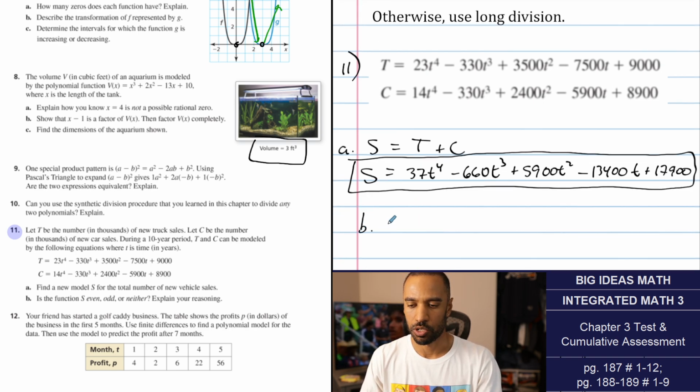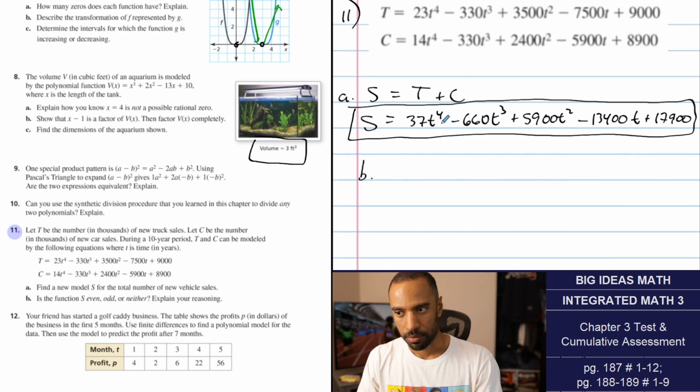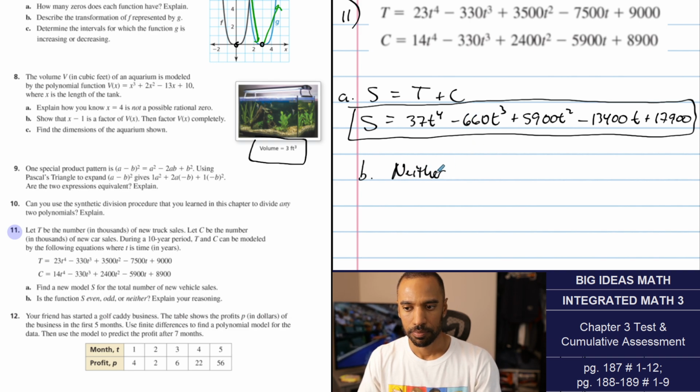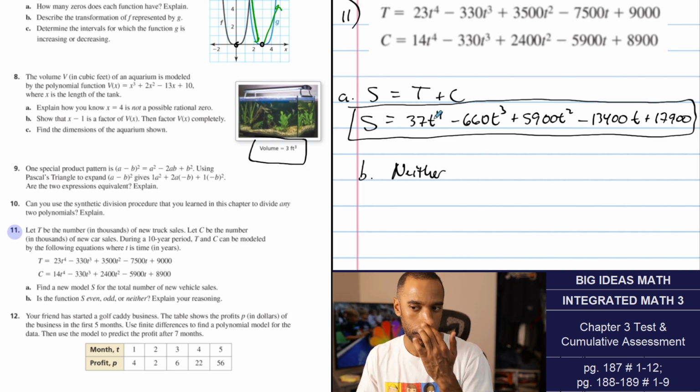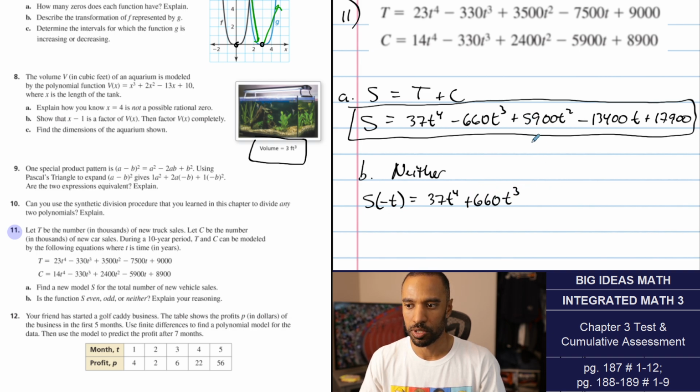Explain your reasoning. Okay, interesting. I thought we were going to graph or something like that. It's even degree. That doesn't mean it's an even function. So it's neither. This is because if I substitute a negative T, that is S of negative T, this stays positive, but negative T to the third is a negative number, so this becomes plus 660 T cubed. This one stays the same sign. Anything that has even degree will maintain its sign. Anything that is odd degree will change its sign.